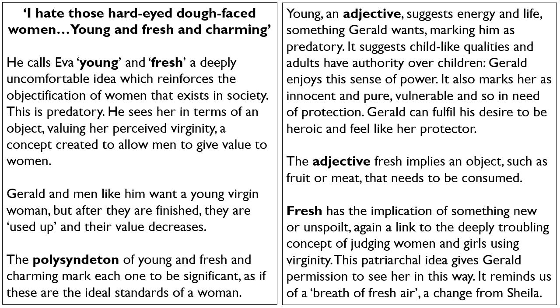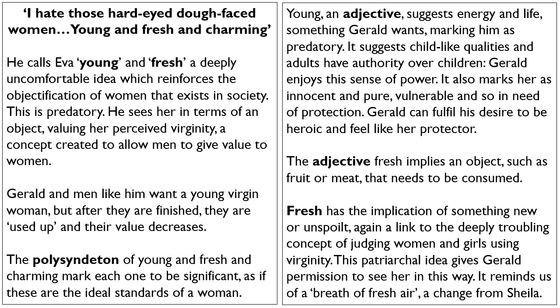The polysyndeton of young and fresh and charming, so the and in between each word, marks each word to be important on its own. It stands alone, as if these are the ideal standards of a woman: to be young, to be fresh, to be charming. Young is an adjective which suggests energy and life, and that's something that Gerald wants. It marks him as predatory. When he sees those things, he wants them.